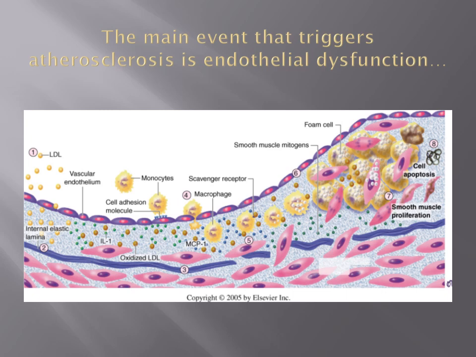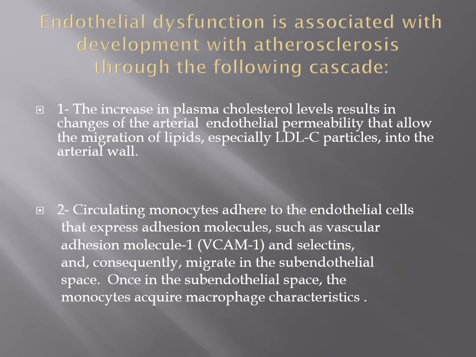The main event that triggers atherosclerosis is endothelial dysfunction. How does endothelial dysfunction occur, leading to atherosclerosis? Number 1, increased plasma cholesterol level, or other factors such as hypertension or diabetes mellitus. One or more of these factors result in changes in the endothelial permeability that allow migration of lipids, particularly low density lipoprotein cholesterol, into the subintima.